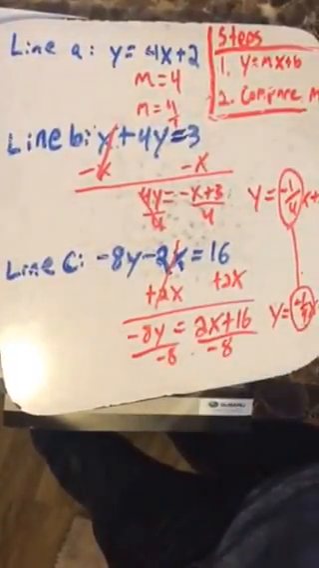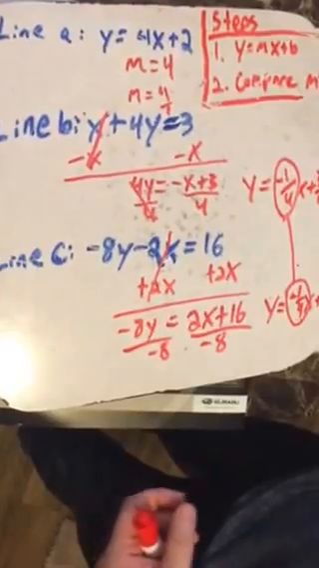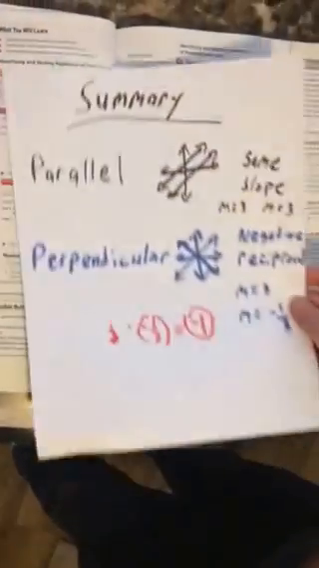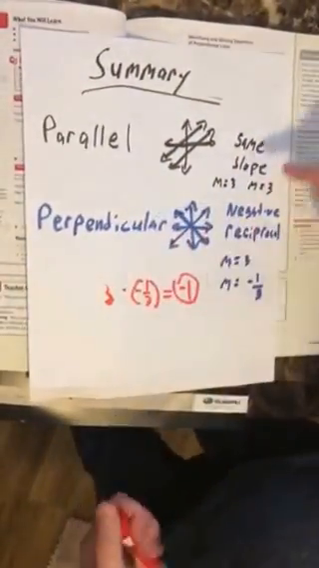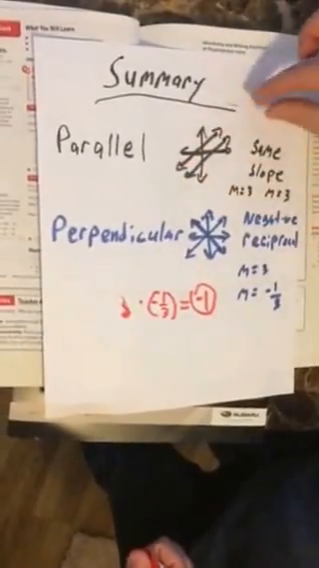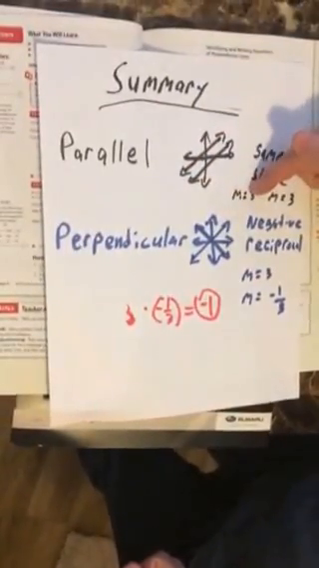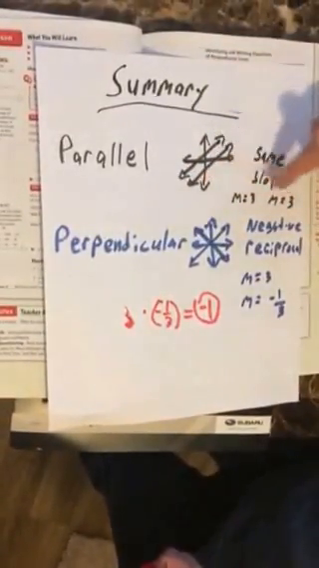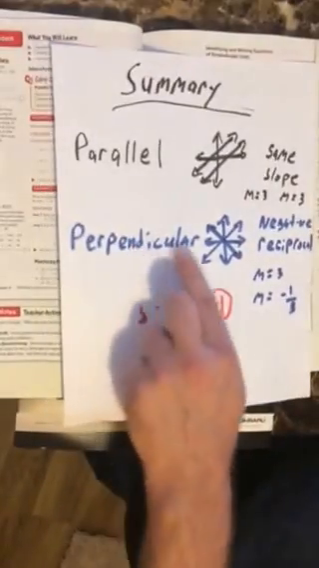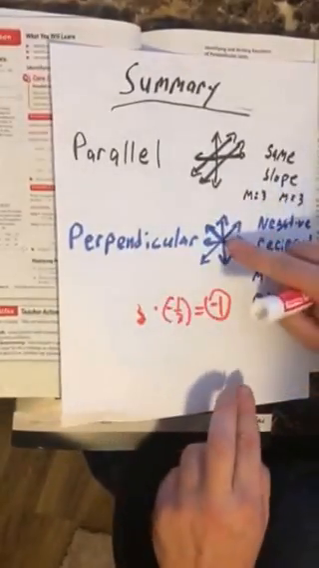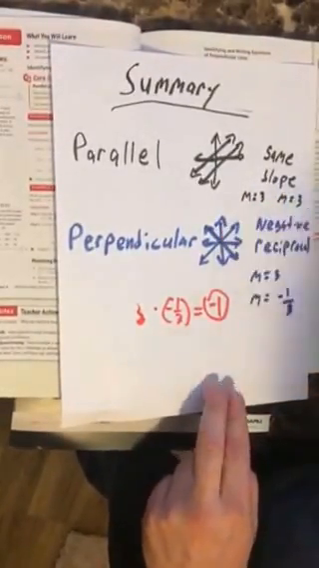So one last thing as a quick summary. Parallel lines have the same slope. They would never touch. So if the m was 3 on a parallel line, the other line would also have the m being 3. Perpendicular lines kind of make a plus sign, right? They form these right angles.